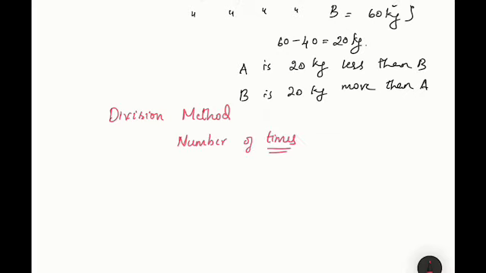In the previous case, we used older than, higher than, greater than, larger than, lesser than. These are the things we use for comparison by subtraction method. For comparison by division method, we just use how many times.